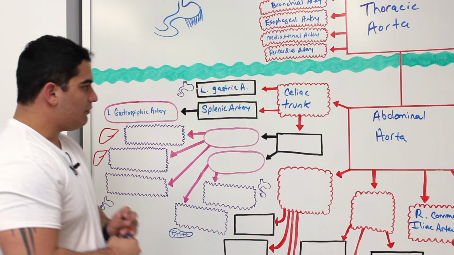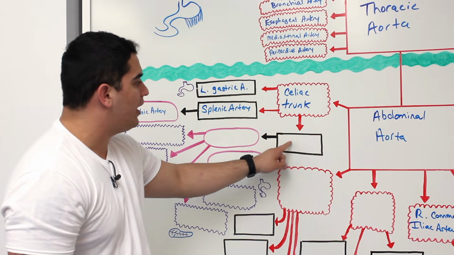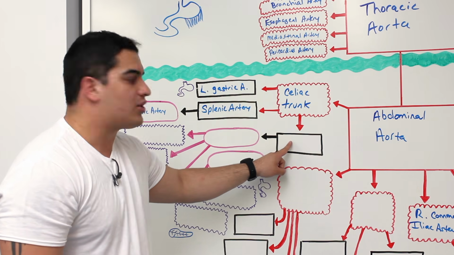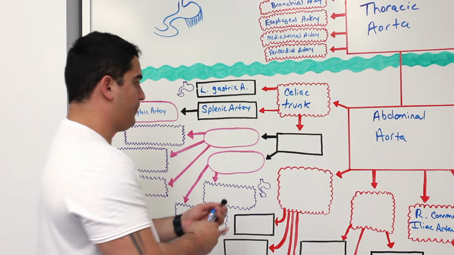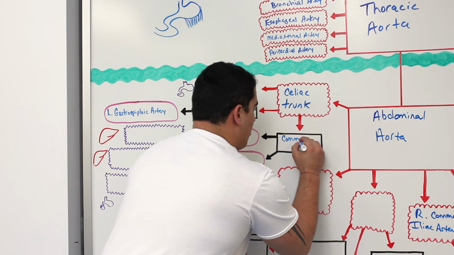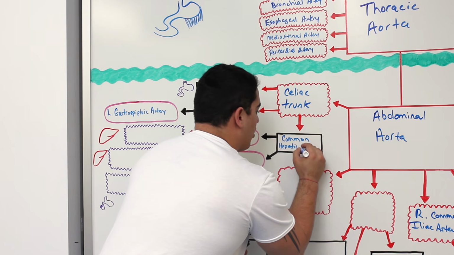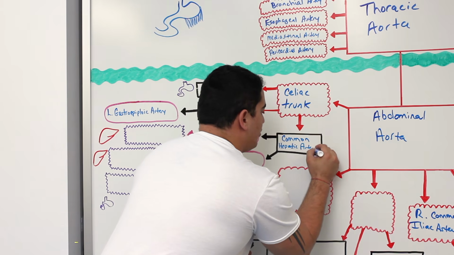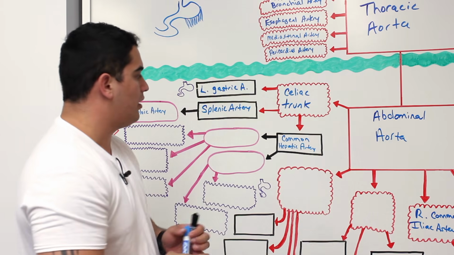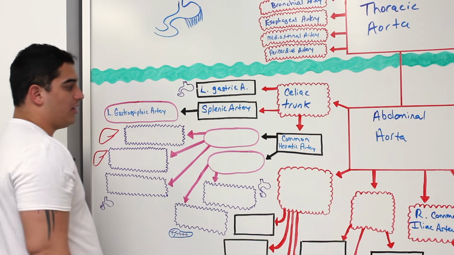Now we go into this big old beast. So we've got the left gastric and splenic artery. Now we've got this next one, which is called the common hepatic artery. Now, usually every time you hear the word common, it's going to be splitting, branching out into different parts, and that's what this one does.